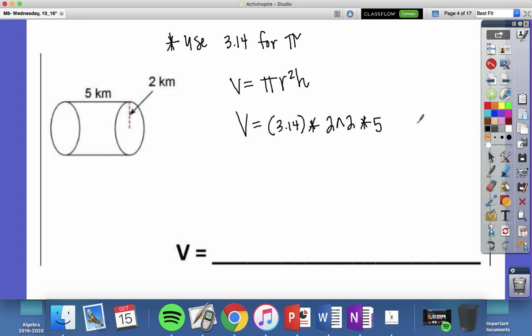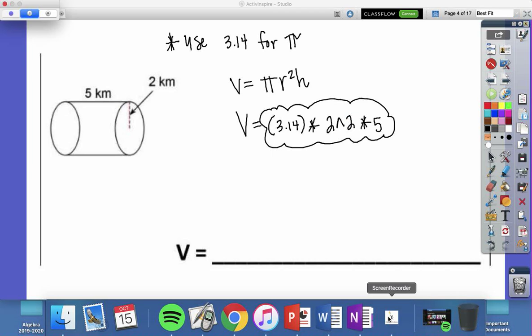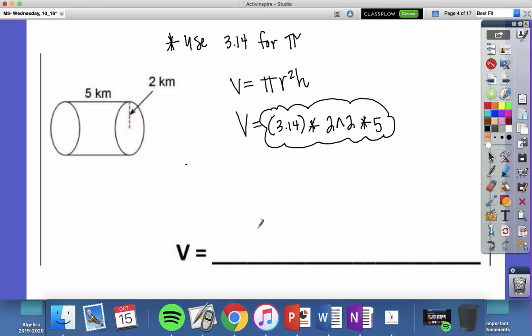So we are going to type in our calculator 3.14 times 2 squared times 5. If we already know that 2 to the second power is 4, you could simply type that in to save some time. So when we type that in, that gives us 62.8 kilometers to the third power. If we had done it with the pi symbol, it would have been just a little bit different.